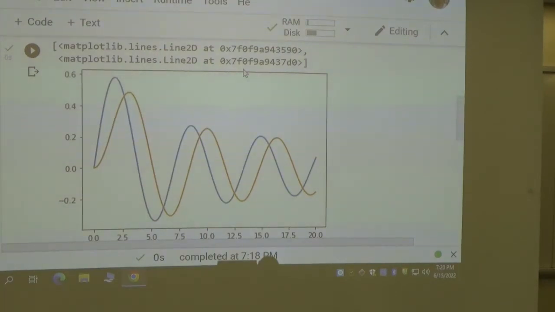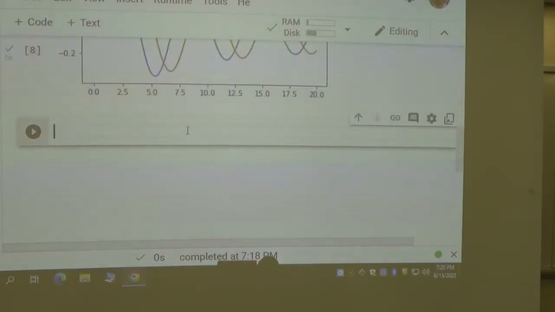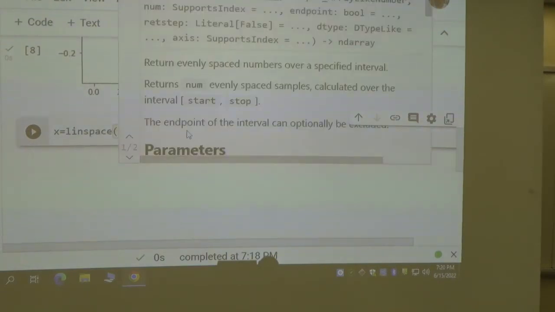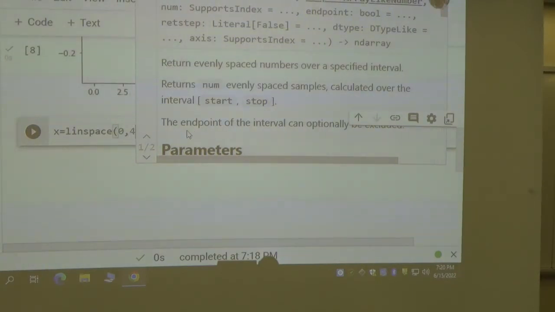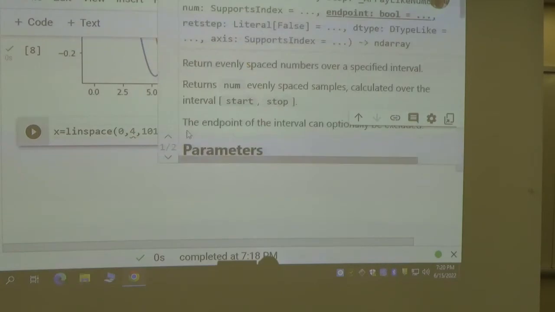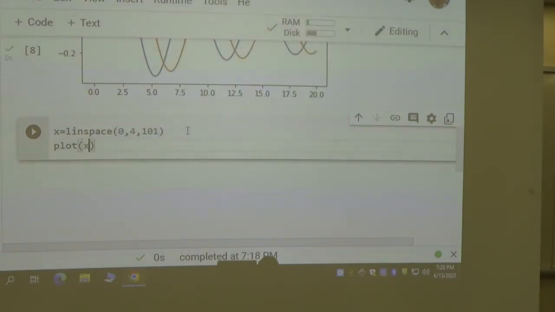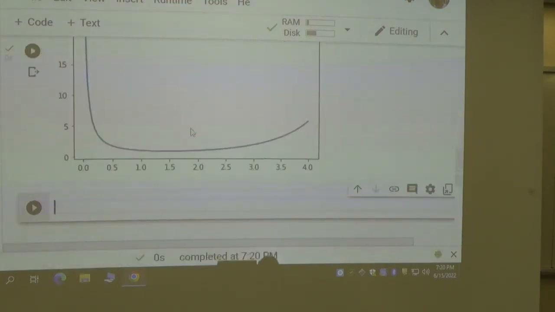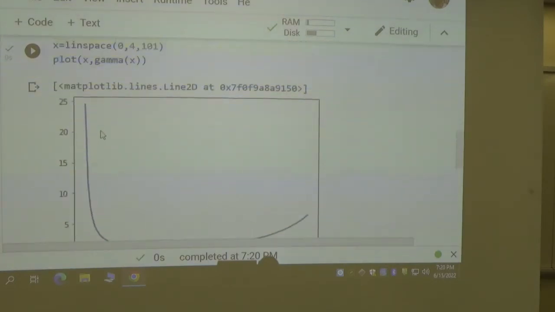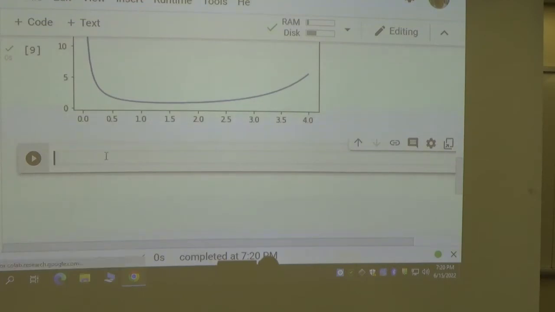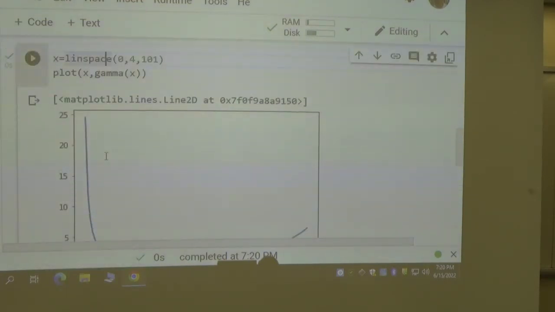Oh, by the way, I think this is also a good time to show you the graph of the gamma function. So what's x equals to in space, say 0 to 4, and divide by 101 points, and then let's plot x comma gamma of x. And that's the graph, and it actually has a singularity at 0, so let's try to draw it slightly after 0. So let's say start from 1.